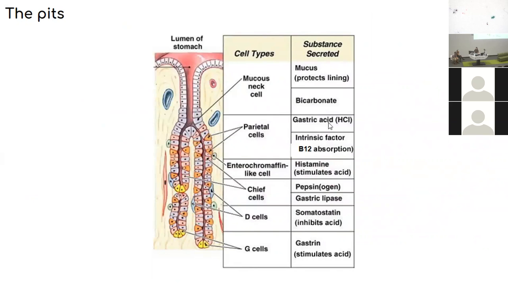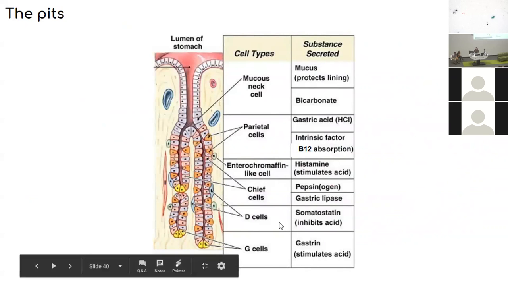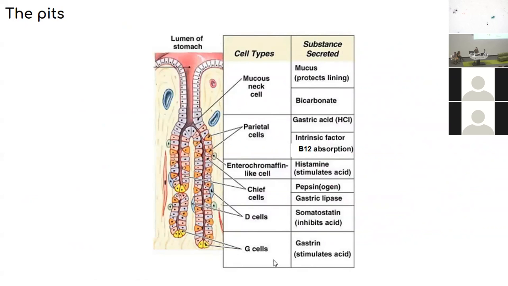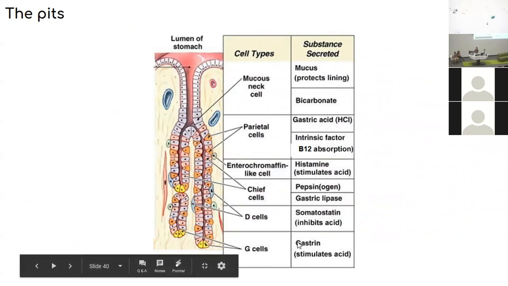Parietal cells are secreting our gastric acid as well as intrinsic factor, which is really important for B12 absorption later down the line. Got enterochromaffin-like cells, which secrete histamine. Chief cells, which secrete pepsinogen and gastric lipase. D cells and G cells. G cells secrete gastrin. Gastrin stimulates acid. D cells secrete somatostatin, and that will inhibit gastric acid secretion.